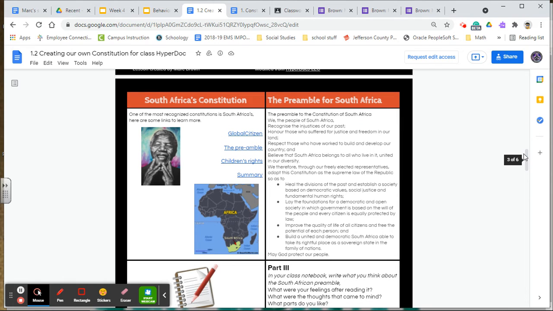Next thing we're going to do is you're going to look at, on your own, South Africa's constitution and what they put in theirs. So the preamble is right here in this area. And remember, the preamble is the first part, the part that's before the rules. There are other clicks here. You could go to a summary of their Constitution. You can look at what they believe for children's rights in there as well.